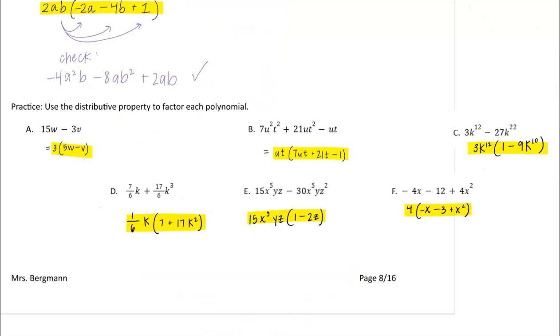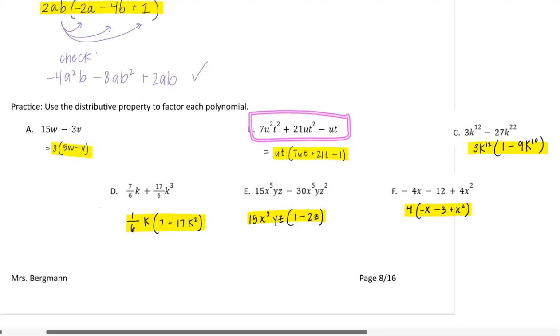Okay, here are the answers to those practice problems. For the first two terms, they have a common factor of 3. They don't have any variables in common. For problem B, these three terms have u and t in common. For problem C, these two terms have 3k to the 12th in common.